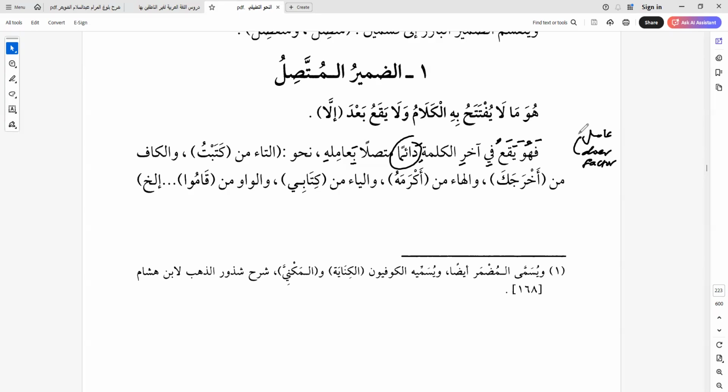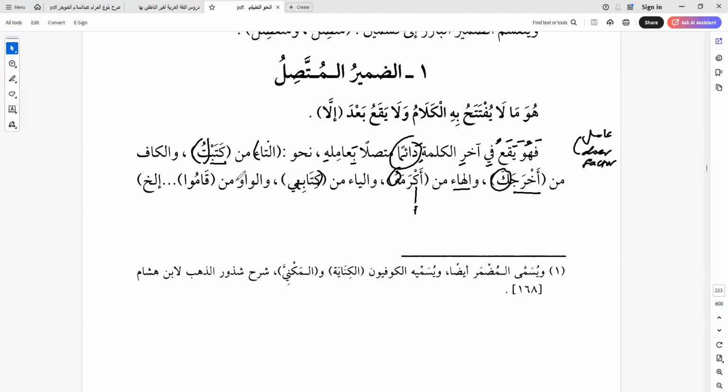And what is the amil? Look at ta, for instance. Katabtu. What is the amil? The amil is the what? Is the kataba, the factor. Wal kaf, akhrajaka. What is the amil? Akhraja. Waha, akramahu. What is the amil? Akrama, amil. Waya, what is the factor? Kitabi, the factor, the amil, is kitabi.